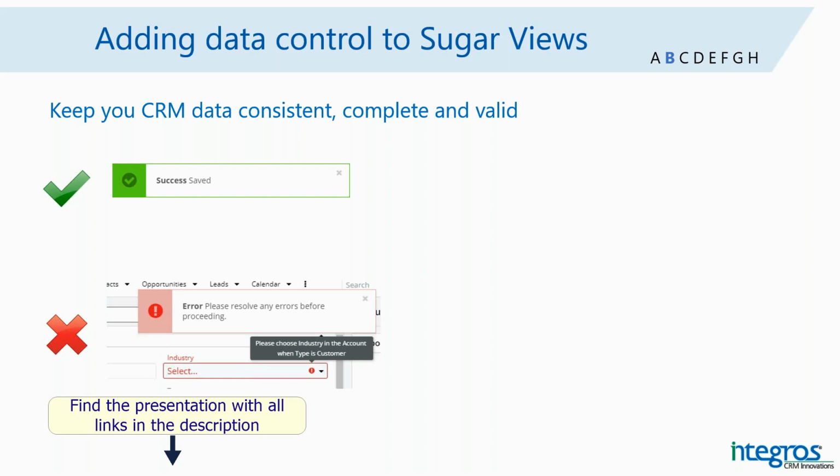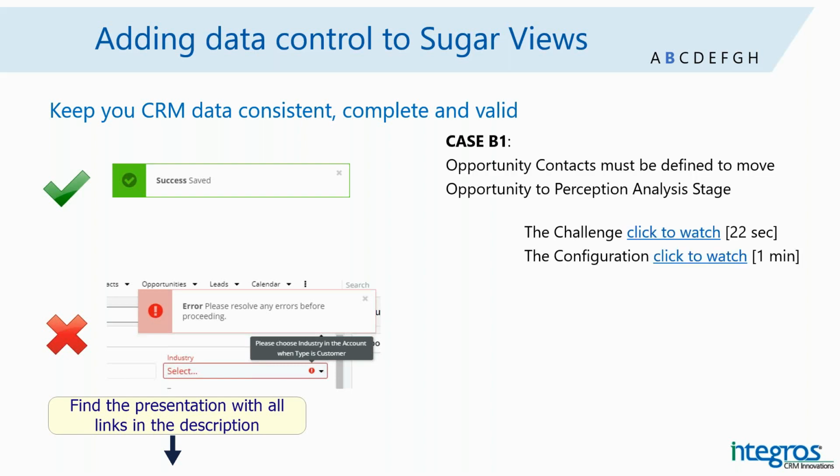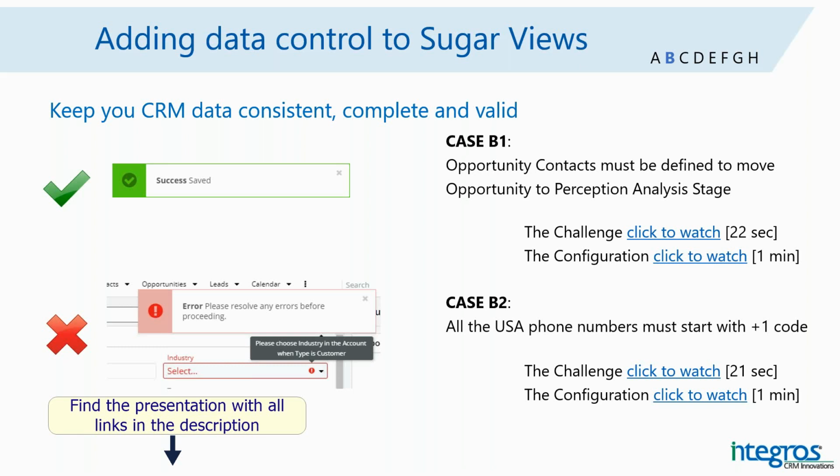Previously, you could do this with code customization, but now you can configure it. So, two examples. The first one is to check whether there are opportunity contacts before moving an opportunity to the perception analysis stage. And the second example, even simpler, is just to be sure that all USA phone numbers start with the +1 code. So you can navigate these links to see how it works in the implementation, how the message can be shown to the user, and what the user should fix or add to move forward, for example, to move the opportunity to the next stage.